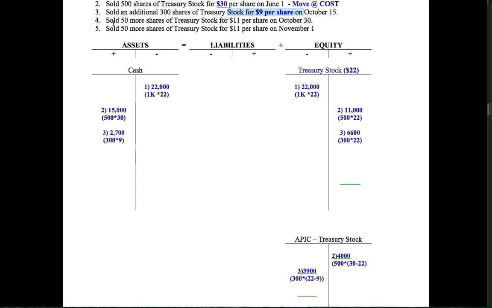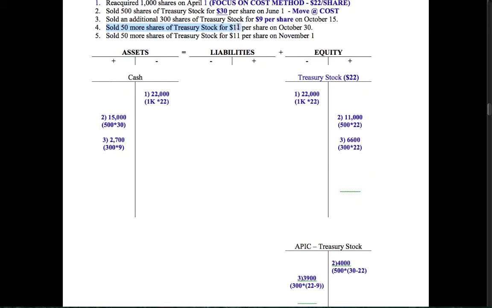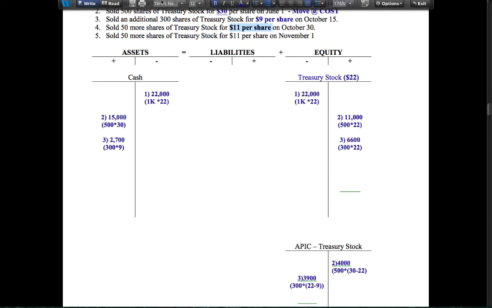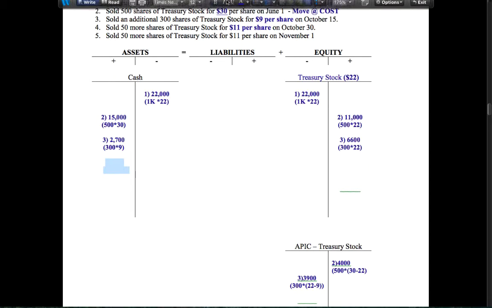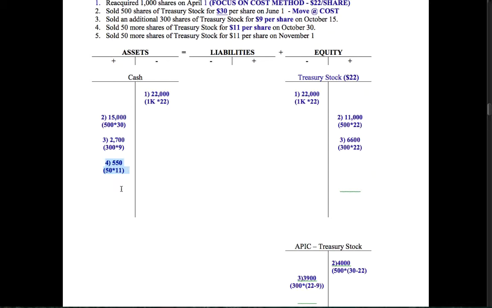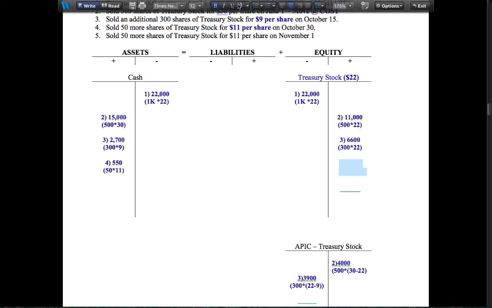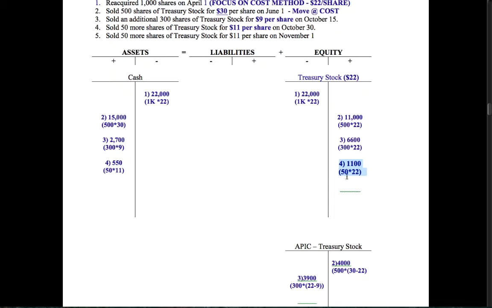Now for number 4. We sold 50 more shares of treasury stock for $11 per share. So this transaction will follow very similarly to number 3 because we are selling them for an amount less than what it cost us to acquire. So first, what do we know? We know the cash that we received. We received $550, which is the 50 shares at $11 per share. We know what the reduction in treasury stock is. It is going to be the 50 shares times $22, which is the cost to acquire, and that gives us $1,100.